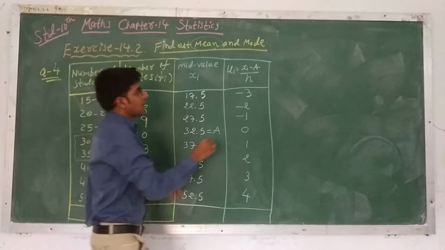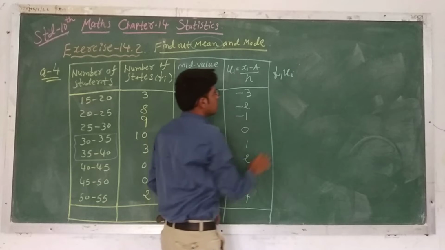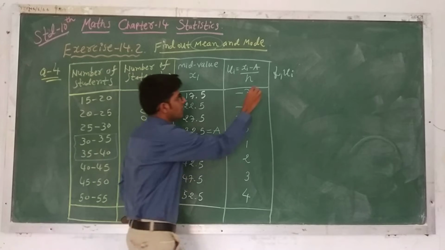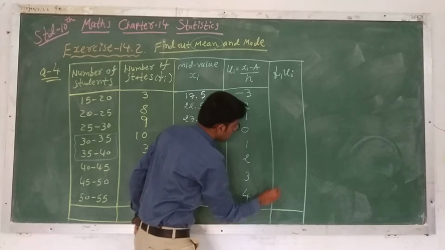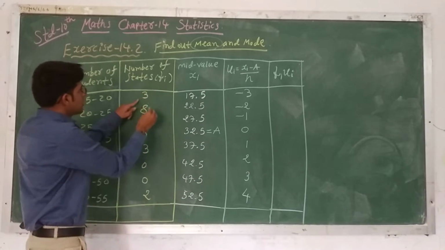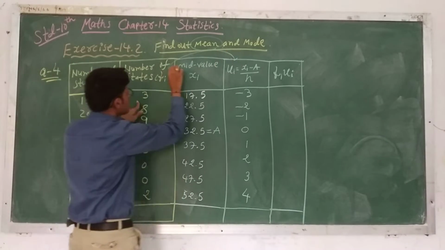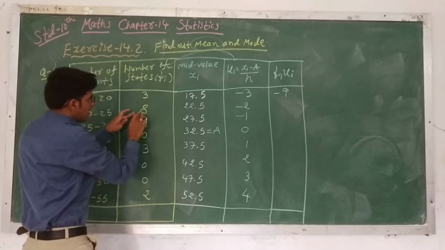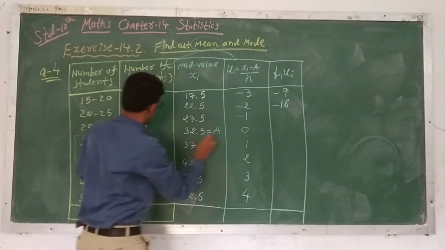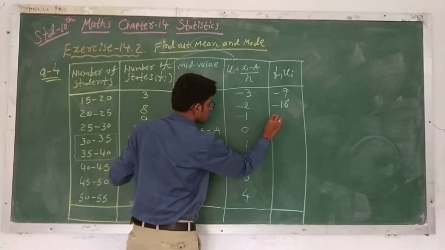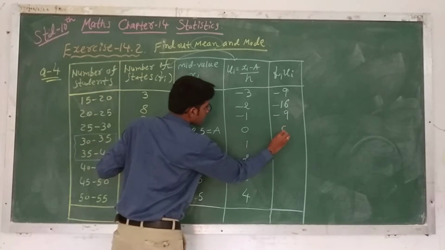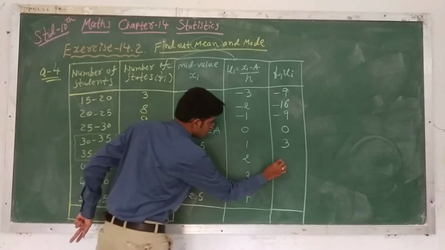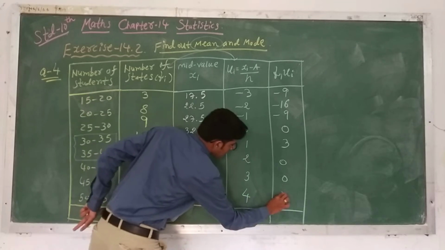And the last column will be fi ui, because we have to use sigma fi ui. So we multiply these two columns. So 3 3s are 9, minus 9. 8 2s are 16, minus 16. 9 1s are 9 into minus 1, so minus 9. 10 into 0 is 0. 3 1s are 3, 0 2s are 0, 0 3s are 0, 0. And 2 4s are 8.